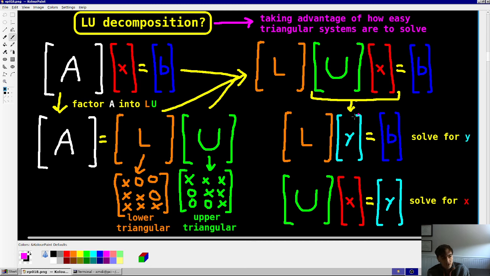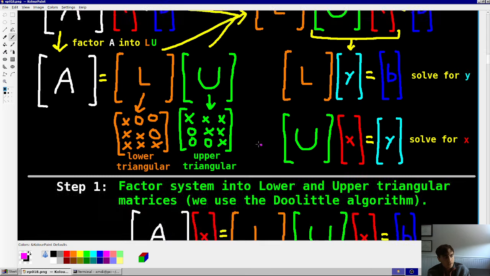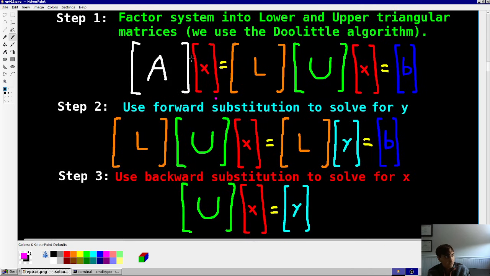And then once you have solved for Y, Y being U times X, you can solve for X. So the overall process is this. Step one, you factor that system, that A, into an L and a U, upper and lower triangular matrix. And we're going to use a Doolittle algorithm. We're going to have ones along the diagonal of L for a couple reasons. We'll talk about that later.